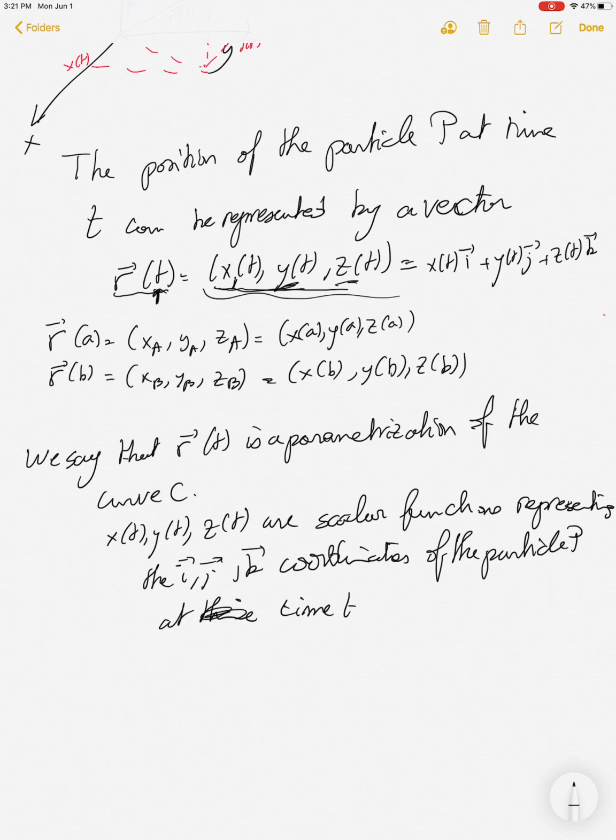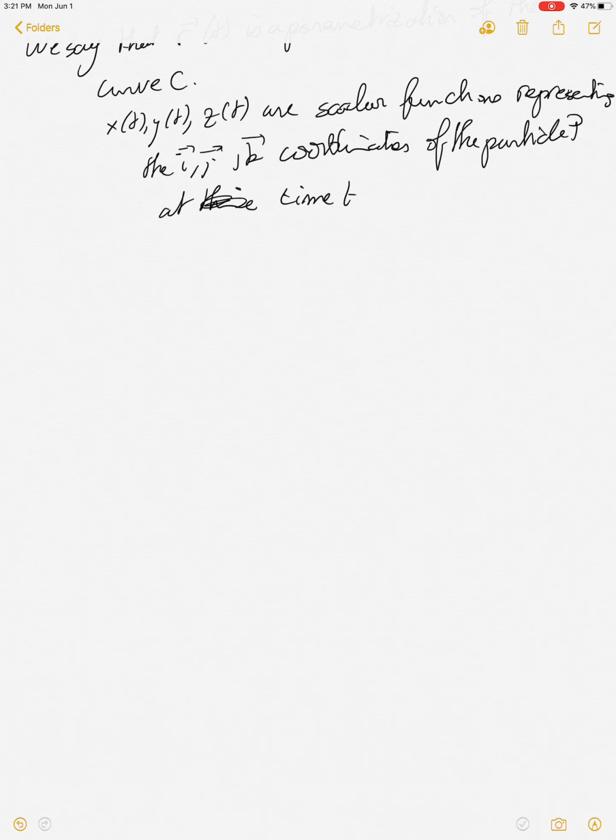So this makes sense, yes? At each time I know what is my x, what is my y, what is my z. So I know my position. So the first thing we're interested in is my position. When a particle is moving, we are also interested in the velocity. So, definition.